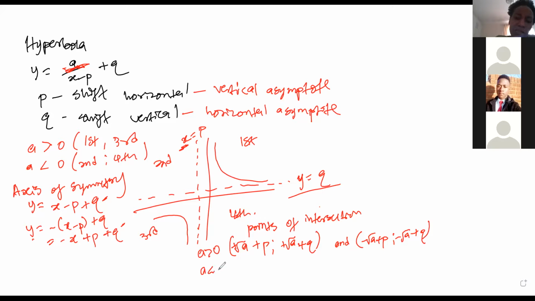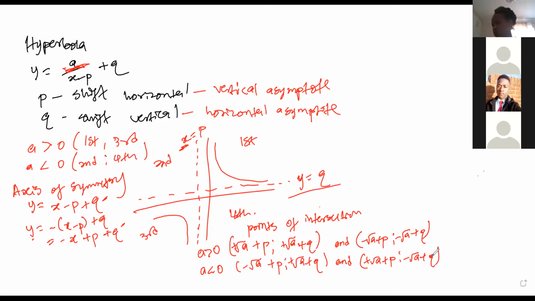Then if a is negative, or less than 0, your points of intersection are negative root a plus p, positive root a plus q, and the other pair is positive root a plus p, negative root a plus q. So that's the hyperbola graph. That's all I'm going to go through.